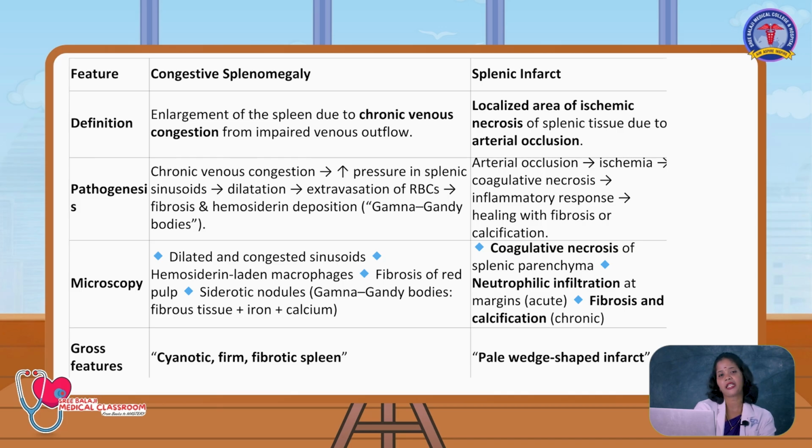Splenic infarct occurs due to injury leading to ischemic necrosis of the splenic tissue due to arterial occlusion. Arterial occlusion causes ischemia, and ischemia results in coagulative necrosis, and healing takes place by the process of fibrosis or calcification. On microscopy, you will see coagulative necrosis, neutrophilic infiltration, and fibrosis and calcification. Grossly the spleen will look like a pale wedge-shaped infarct.